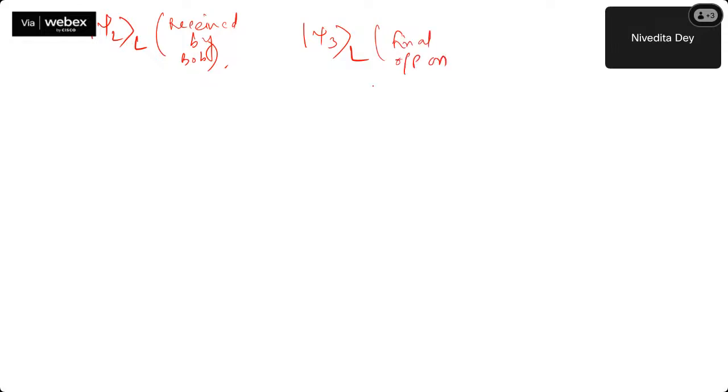Say for example, phi 2L is what is received by Bob. This is your phi 3L. Phi 3L is the final output on the ancilla, and this is the probability that you are getting.